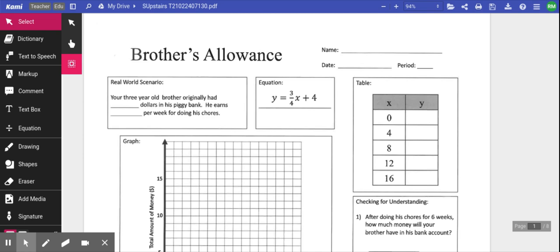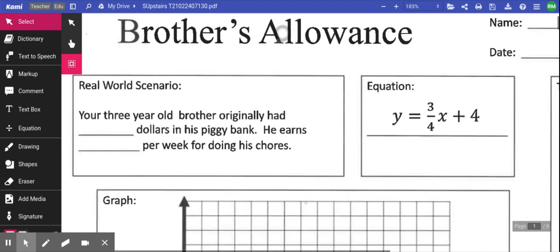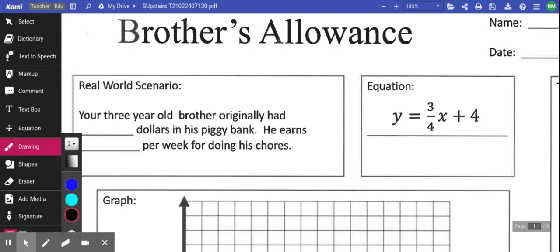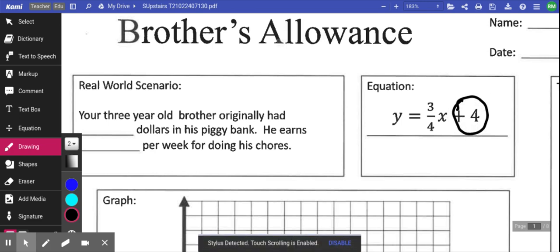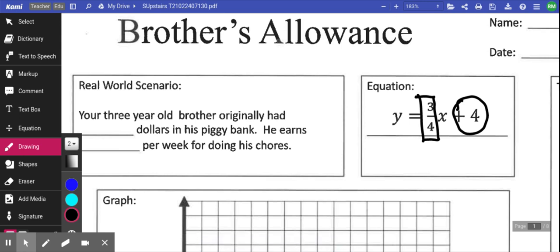Next thing you're going to want to do, usually we're given the equation, given the story problem, and then we have to write the equation. But in this case, we already have the equation. We need to fill it in for the story problem. So remember, this is like our starting cost, and this is our rate, the 3/4. So we need to figure out which is which for the story problem. So let's go ahead and read what we have.